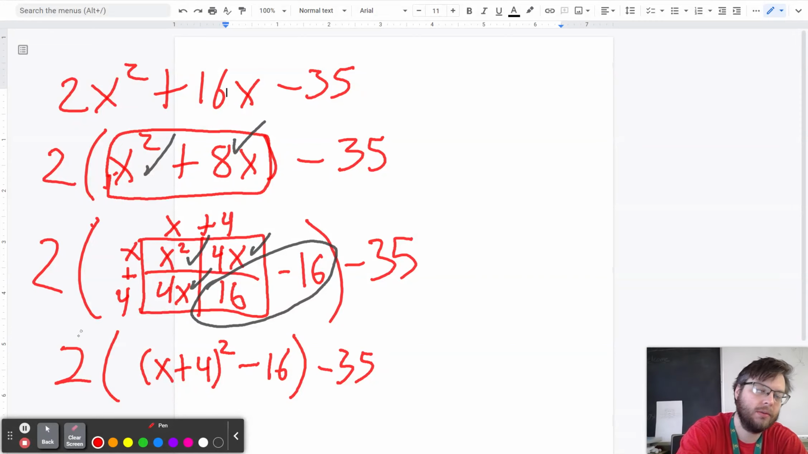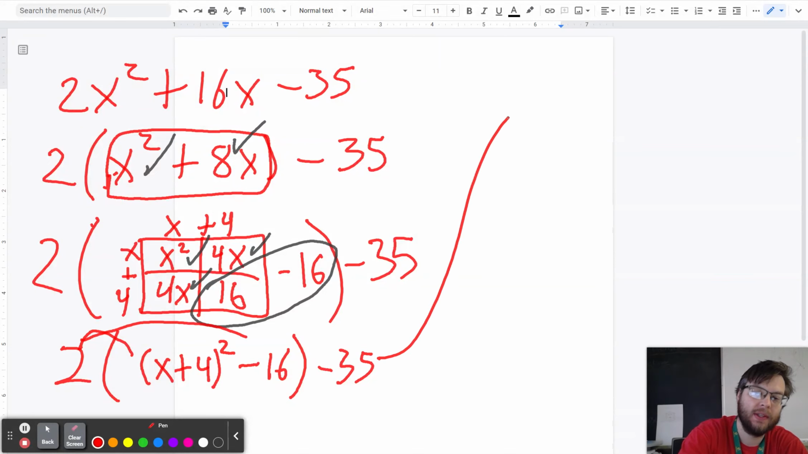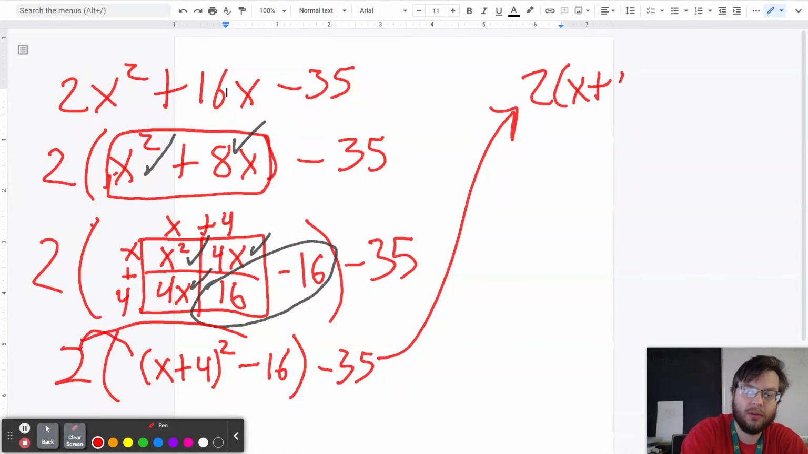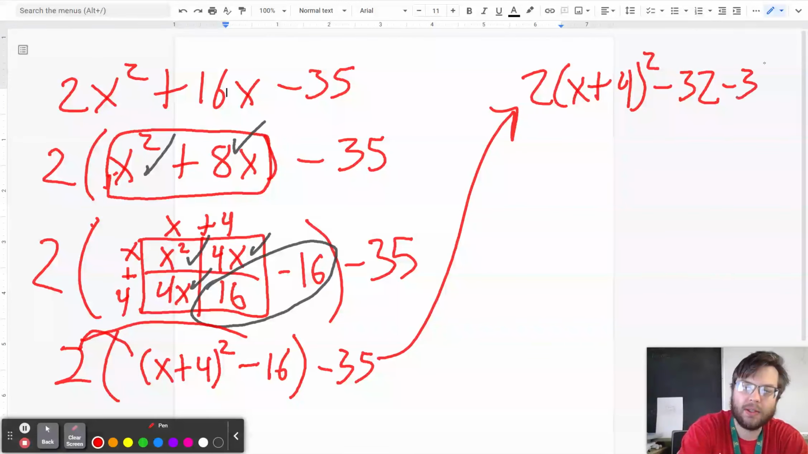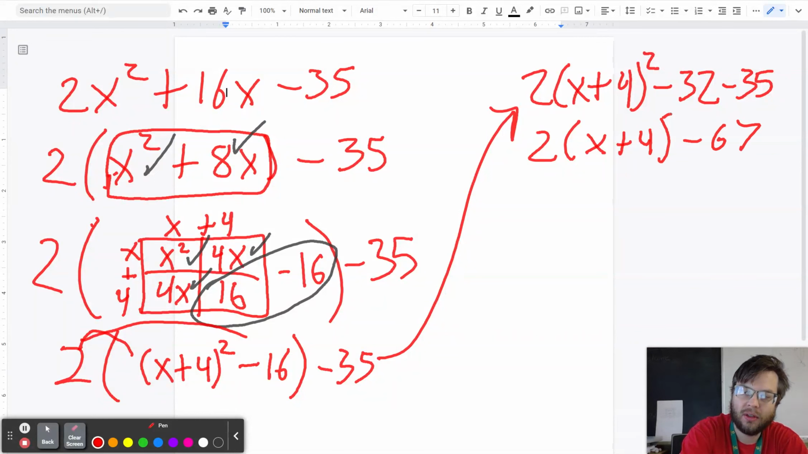Now you know what to do. The number outside the parentheses distributes to the pieces inside the parentheses. So now we've got our final completed square version. 2 times x plus 4 squared minus 32, because that's 2 times 16, minus 35. Okay, I lied a second ago. I said final. It wasn't quite final. 32 and 35 make 67. So that's our final version right there.